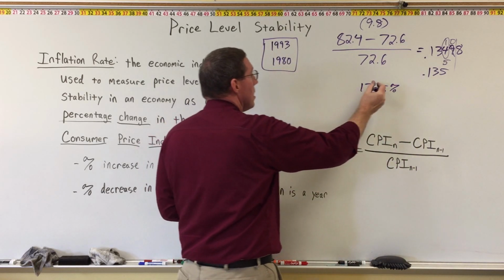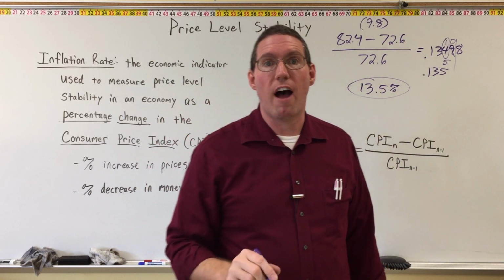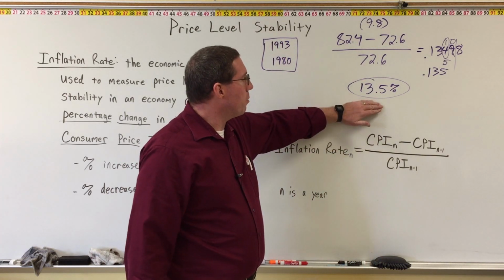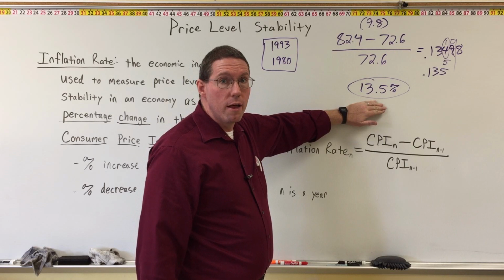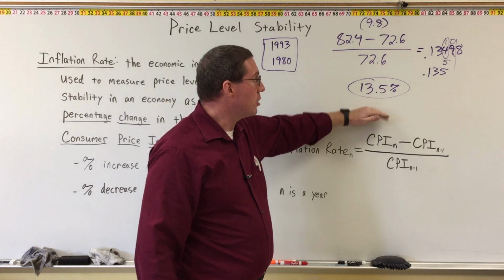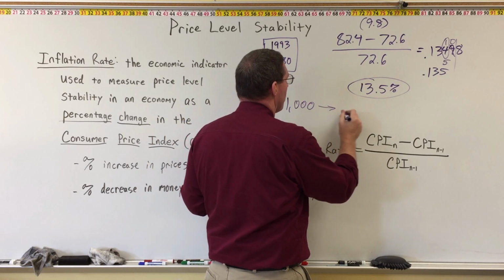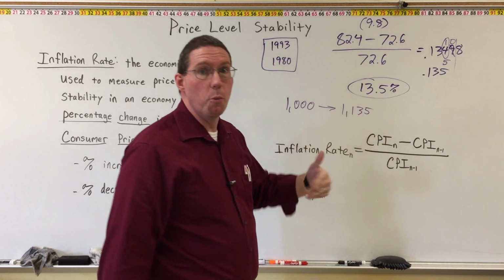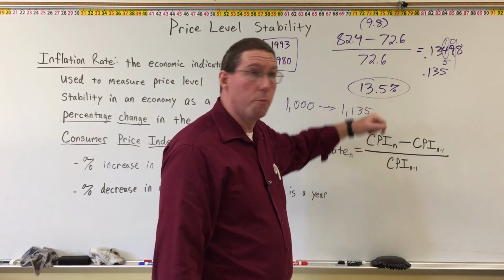In 1980, the United States experienced 13.5% inflation. That means that if there was something that in January cost $1,000, that by the end of December, it actually cost, so it went from $1,000, and by the end of December, it cost $1,135. The price of it went up by $135. This is a pretty big jump, 13.5%.